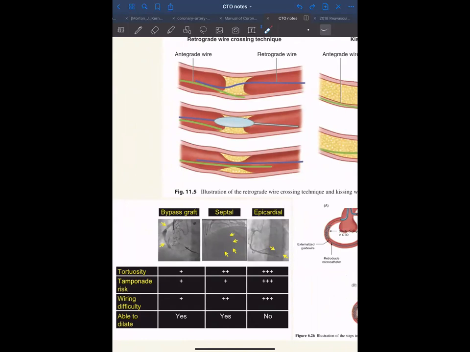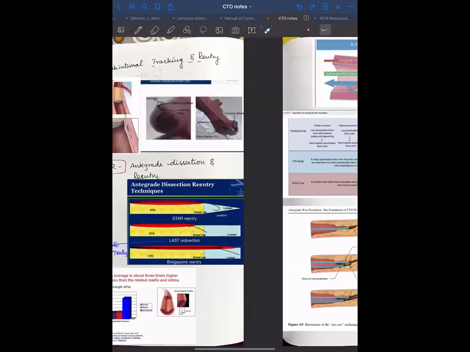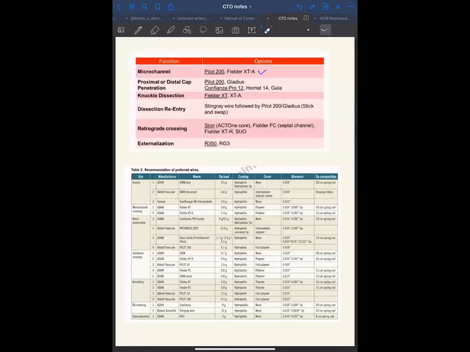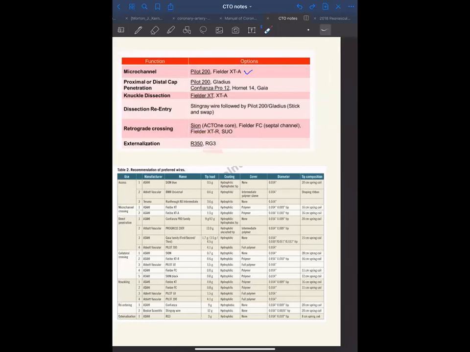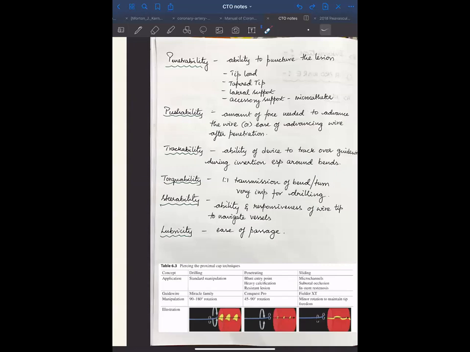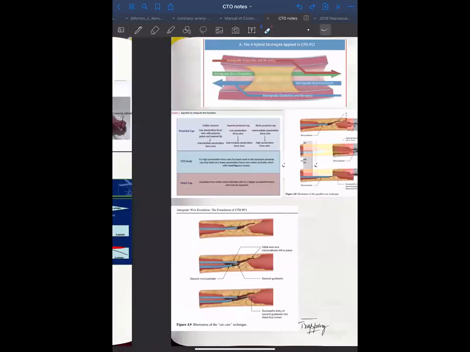So when we use the retrograde approach, because you need snaring, these wires will be very long, maybe 300. The externalizing wires, like I told you here, the RG3, these externalizing wires are specifically used for that. Once you have created a channel, we use one of these externalizing wires where they are extremely long. They are 350 centimeters.